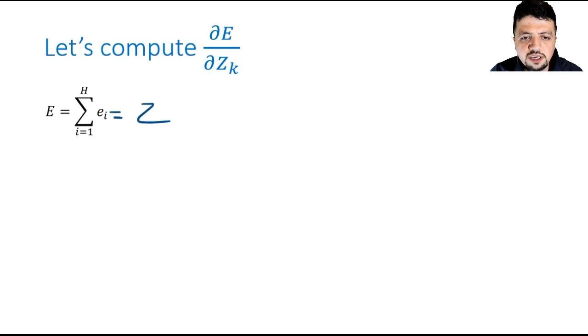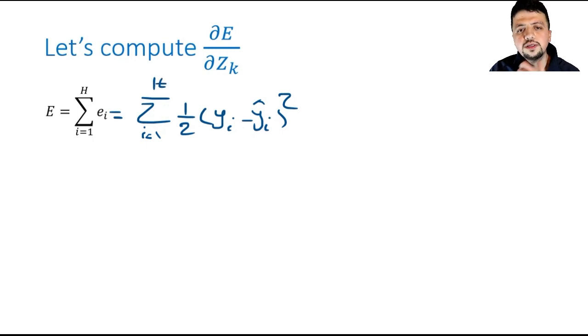So we've got the sigma, and we know that each e sub i is equal to 1 over 2 times the ground truth y sub i minus y hat sub i, squared, and i goes from 1 to h. You immediately notice that this 1 over 2 can go to the very beginning, out of the sigma. That's just a constant. And we want to take the derivative of this entire thing with respect to zk.